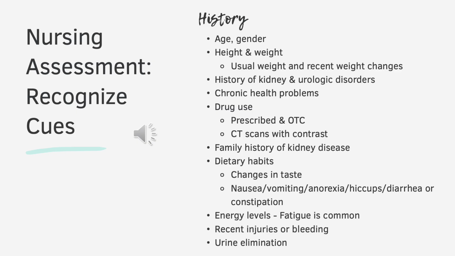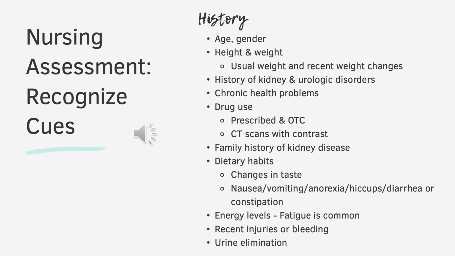This includes any previous diagnoses, infections, or known abnormalities. We also need to get a history of any chronic health problems, so conditions like high blood pressure, diabetes, lupus, arthritis, cancer, or even tuberculosis can contribute to declining kidney function. And we also want to ask them about any drug use, any prescribed or over-the-counter medications, because a lot of these drugs are nephrotoxic. We also want to ask about any recent imaging, because CT scans with contrast can actually damage the kidneys. It's that contrast. It's very nephrotoxic.